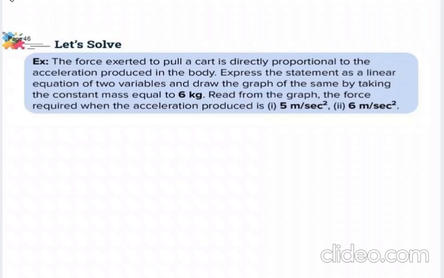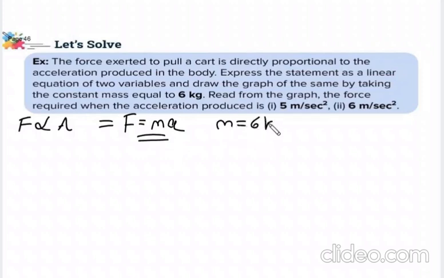Now let's take force to be F. F is given to us as directly proportional to a, that is my acceleration. We even know that force is nothing but mass into acceleration, which we have studied from our chapter force and laws of motion. I only taught you that, isn't it? So yes, force is equal to mass into acceleration. Now what is given? Mass is given to us as 6 kg. In the question it's given that mass is 6 kg of the object.